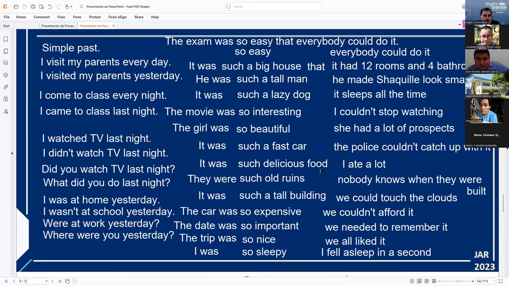It was such delicious food that I ate a lot. They were such old ruins that nobody knows when they were built. It was such a tall building that we could touch the clouds. The car was so expensive that we couldn't afford it. The date was so important that we needed to remember it. The trip was so nice that we all liked it. I was so sleepy that I fell asleep in a second. Okay, so that is the idea.